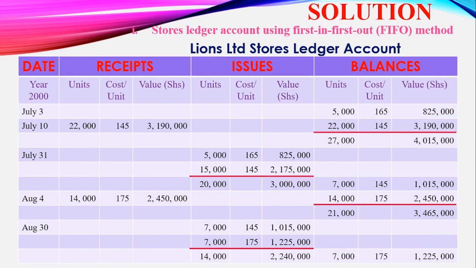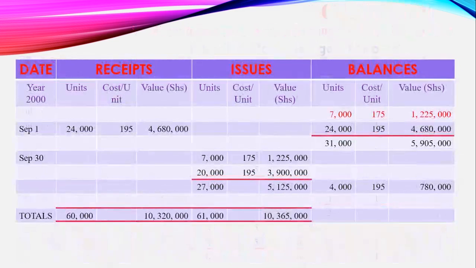The same way, the sales, we sold 20,000 units at this value, then we sold 14,000 units at this value. So when you add these figures here, then we also sold 27,000 units at 5,125,000. So when you add the figures, you're going to get 61,000 units at a total value of 10,365,000.